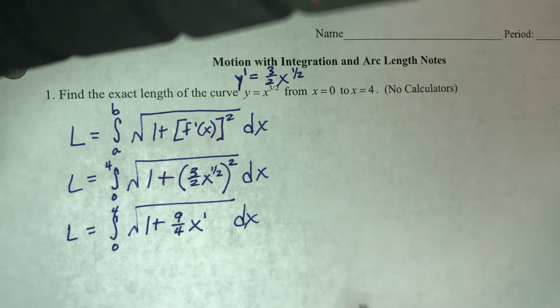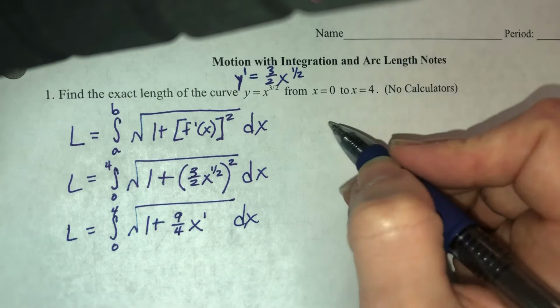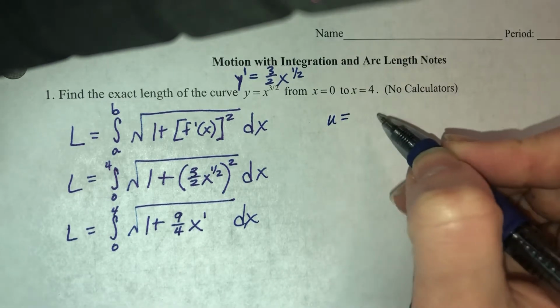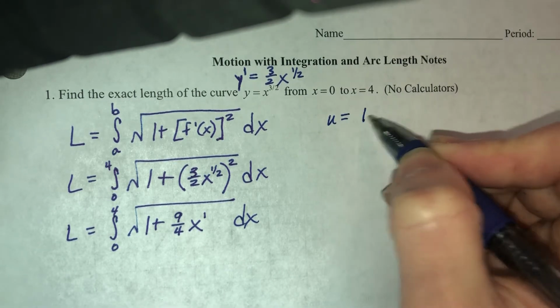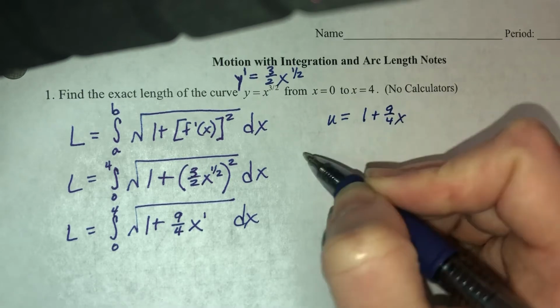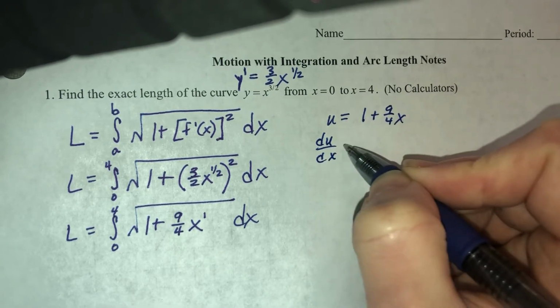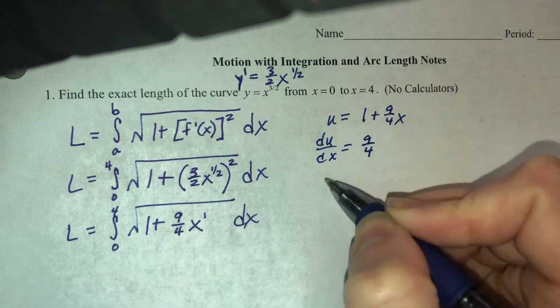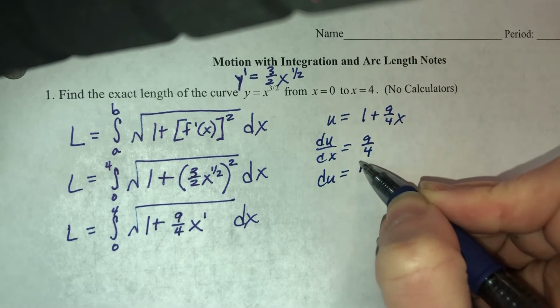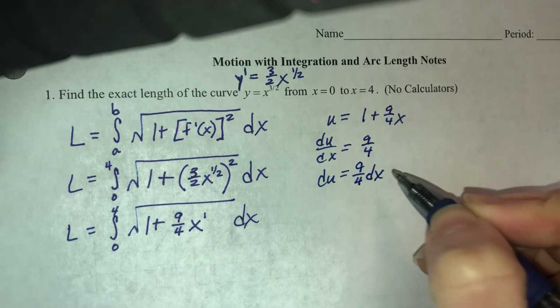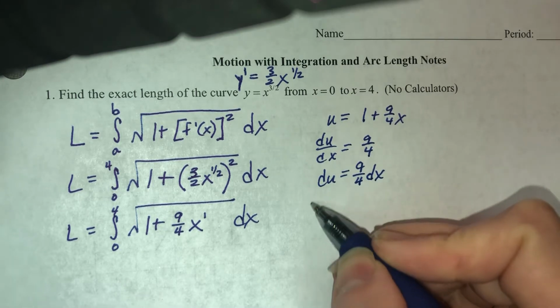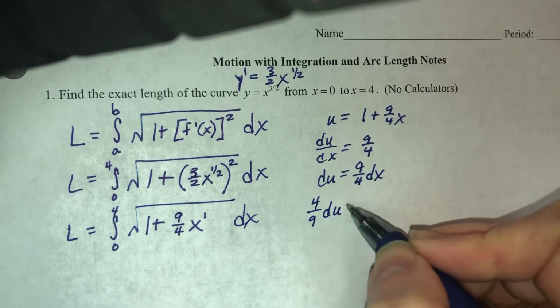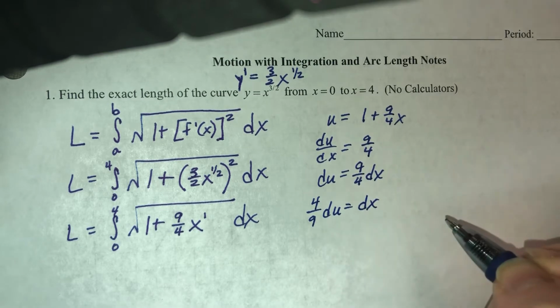Now we may want to think of this as all being raised to the 1 half power and do a u substitution. So if we were to do that, u would equal the stuff under the root, 1 plus 9 fourths x. So du dx would equal 9 fourths. So du would equal 9 fourths dx. And we don't have an extra 9 fourths, so we'll multiply by 4 ninths to isolate our dx.